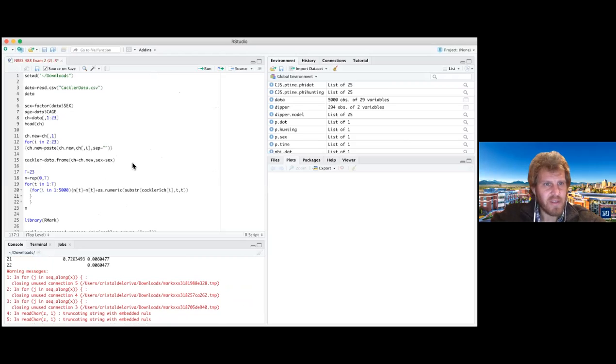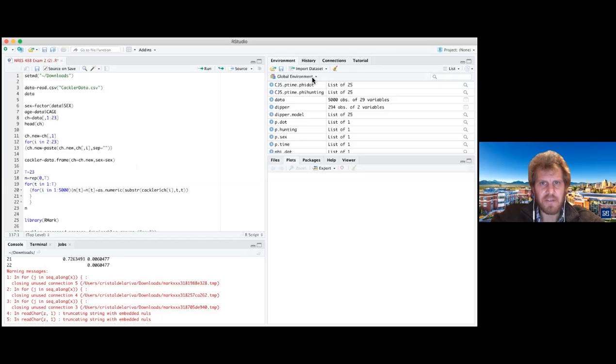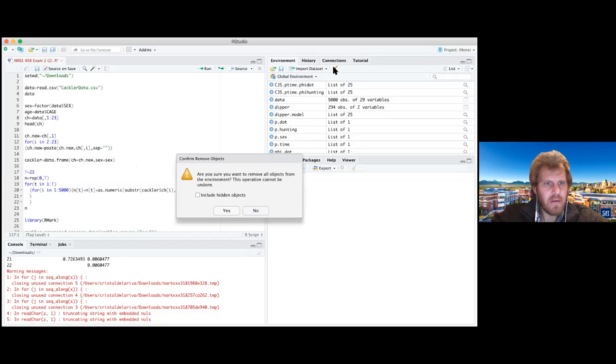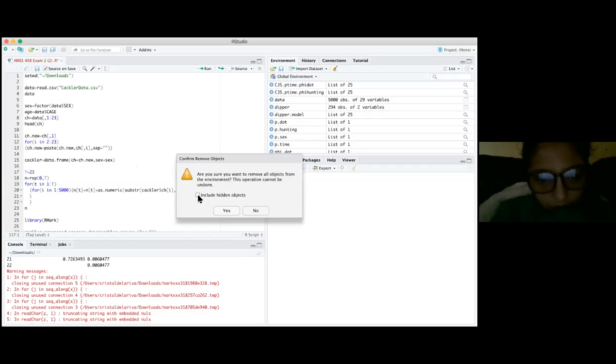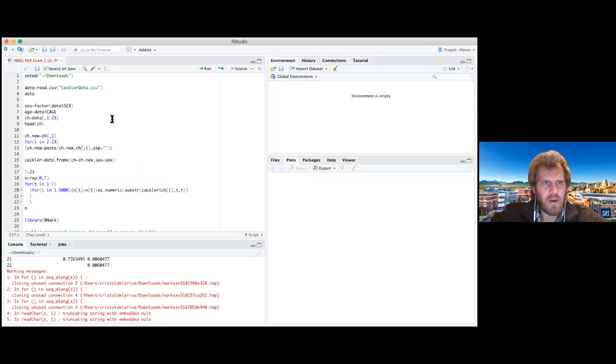Okay, so you set your working directory, load. Can you clear your workspace, that broom up in the top right? Is it this one? No, it's to the right there. Yeah, to the left just a little bit. Yeah, that little broom. Include hidden objects? No, you can just say yes. Yes. Okay. Now go to that one.